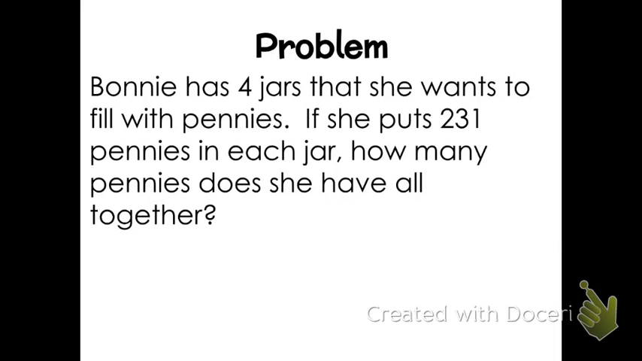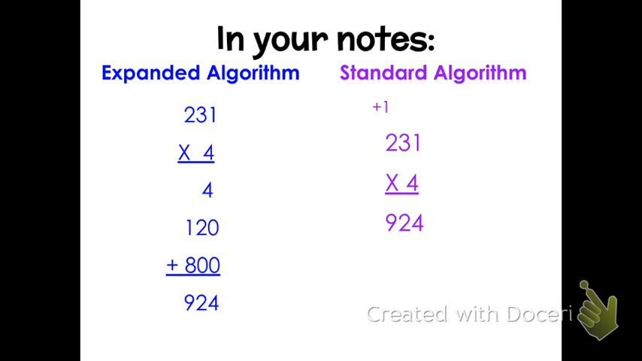The first problem, which you have glued in your notes, says, Bonnie has 4 jars that she wants to fill with pennies. If she puts 231 pennies in each jar, how many pennies does she have altogether? Well, for this problem, each of my jars is going to be filled with a total of 231 in each one, so I'm going to have to multiply 231 times 4.